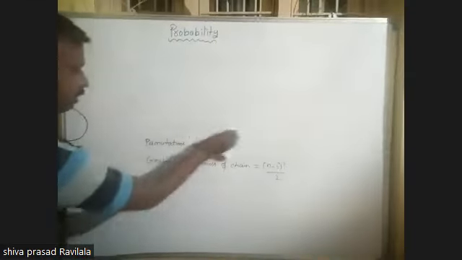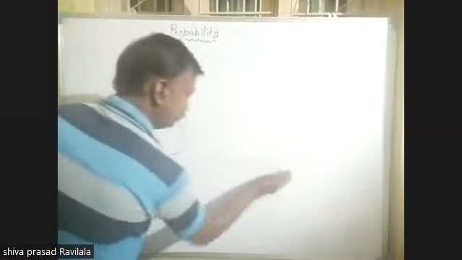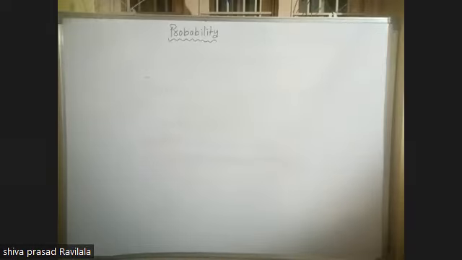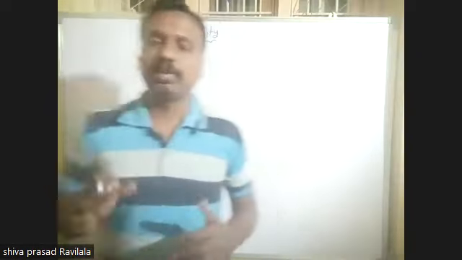Combination, the direct formula nCr. What is the difference between permutation and combination?